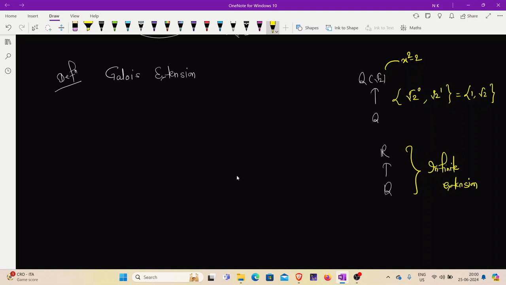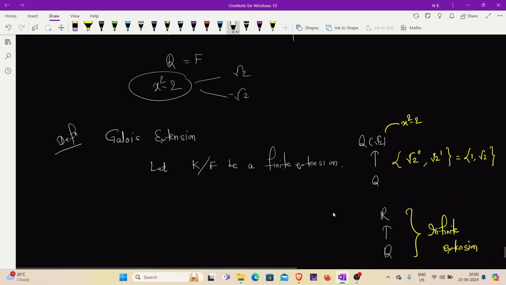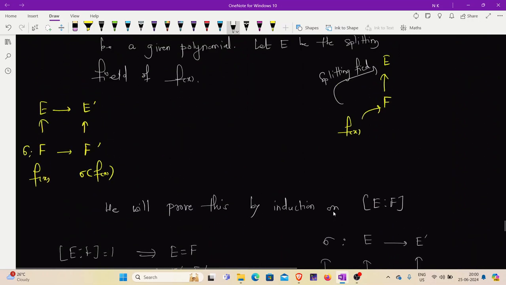So first of all, to identify whether a given extension is a Galois extension or not, it must be a finite extension. So let K over F be a finite extension. Now the question is, under what condition can we say that it is a Galois extension? To identify that, we have one result with us.